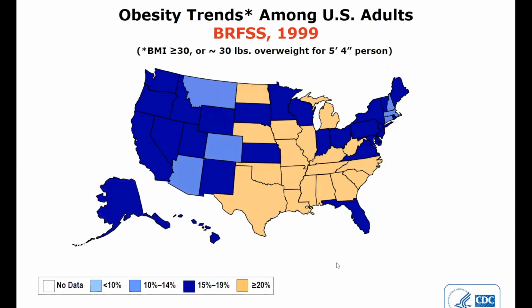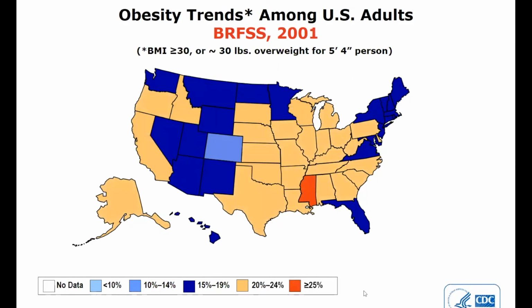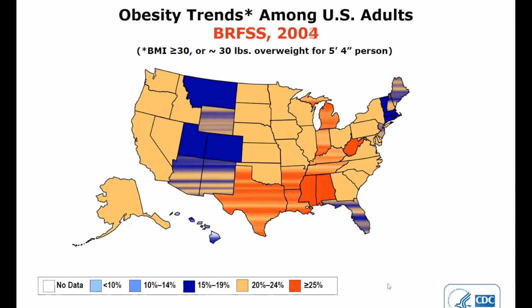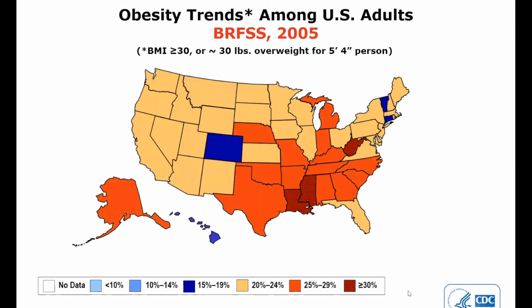99, 2000, 2001, 2002, 2003, we've added a new category here. Greater than 25% of the population is obese. 2004, 2005, a new category was added where greater than 30% of the population was obese.